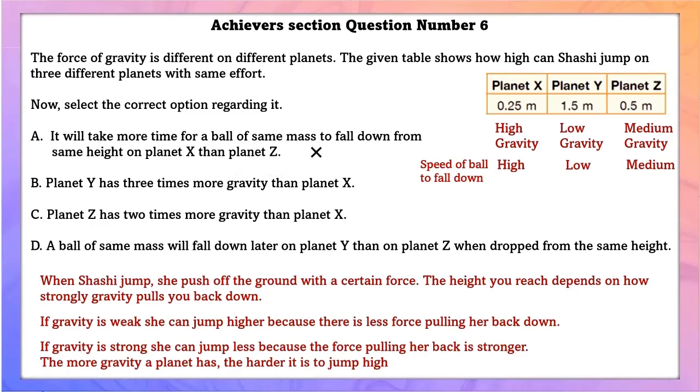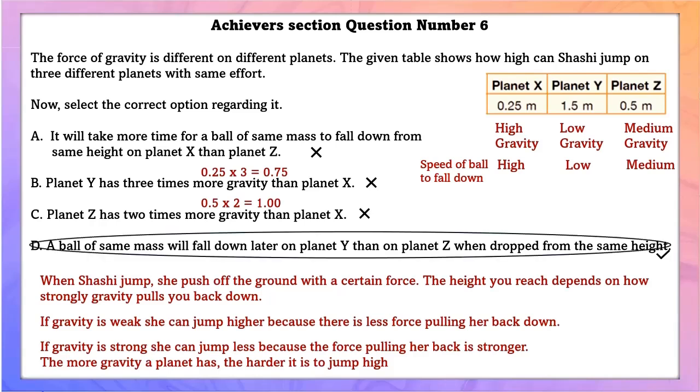This is false. B. Planet Y has 3 times more gravity than planet X. This is false because if we multiply, we can clearly see that it is not 3 times more gravity. C. Planet Z has 2 times more gravity than planet X. This is also false. If we multiply by 2 and check, it is not the same. D. A ball of same mass will fall down later on planet Y and then planet Z when dropped from the same height. Yes, this is true. Because planet Y has low gravity.